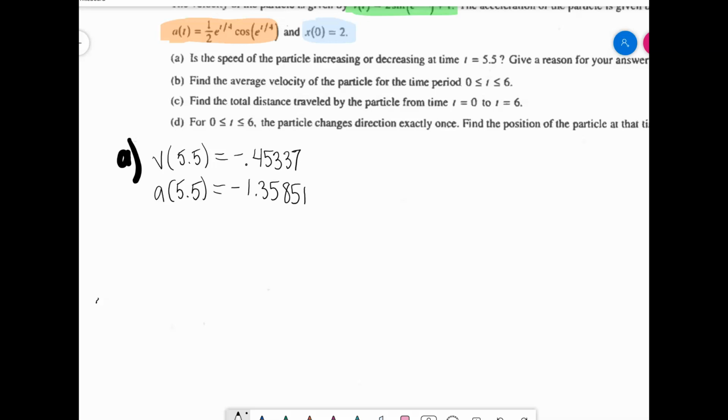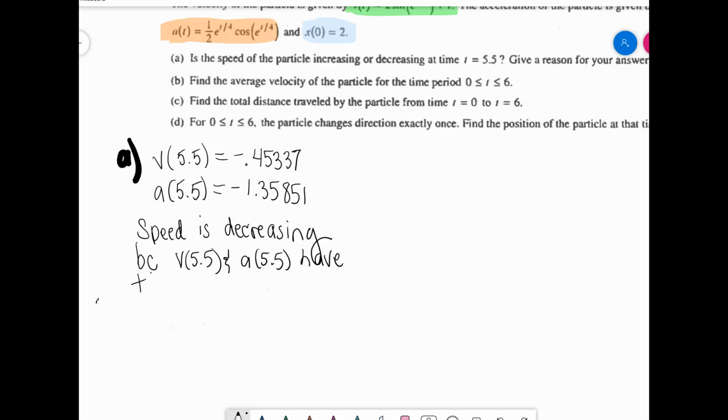Okay, so because the signs are the same, this particle is slowing down, or in other words, the speed is decreasing, because velocity at 5.5 and acceleration at 5.5 have the same sign. You could also have written here that this is less than 0 or that this is less than 0.